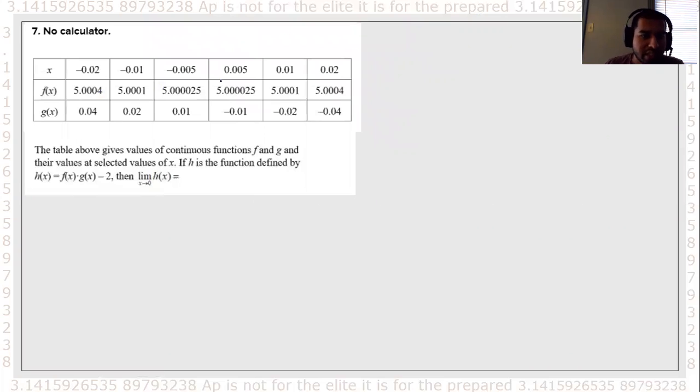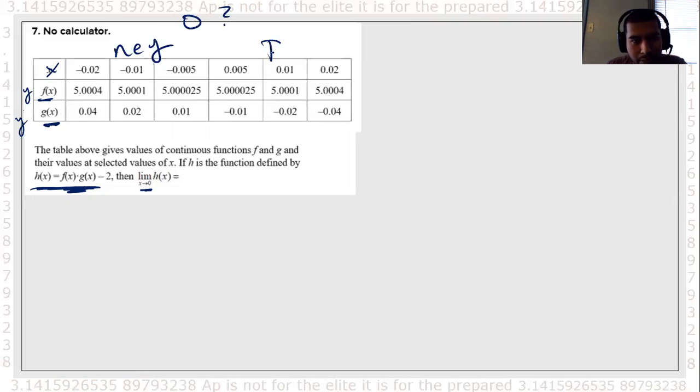Using a table, guys, these look very scary, but honestly, they're not that bad. They're saying that these are the x values, and these are the y values of these functions, f of x and g of x. And they're asking you to find h of x when it goes to 0. So we're going to find out where 0 is. If all of these are negative and all of these are positive, then 0 has to be right here.